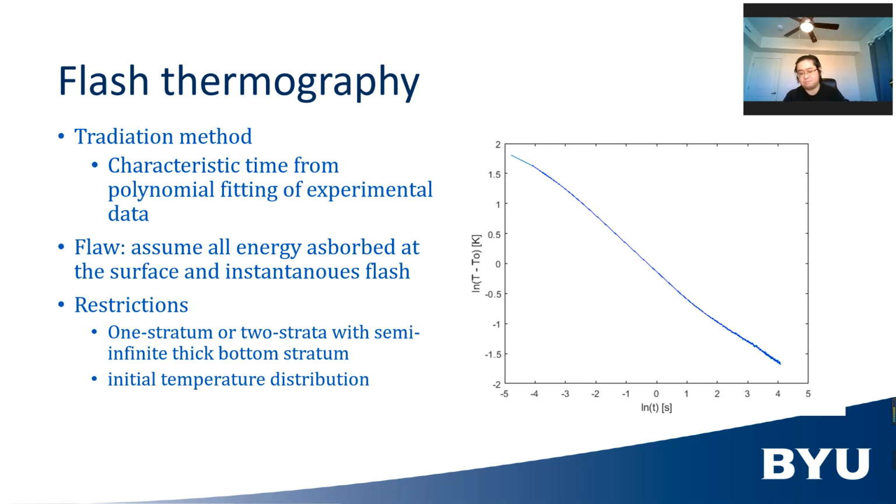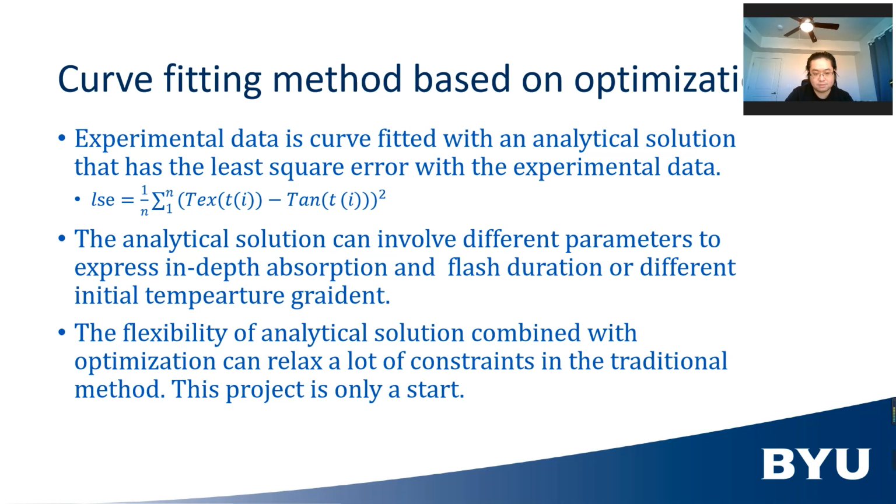Now, this is a great problem because if we want to monitor the BJ printing process, we really need to flash it more often. But in that case, the initial temperature distribution in the sample can create great error in the measurements. So in order to solve these problems, a curve fitting method based on optimization is used. The key is to find an analytical solution that has the least square error with the experimental data. The benefit of this method is that the analytical solution can involve different parameters to express in-depth absorption, flash duration, or different initial temperature gradients.